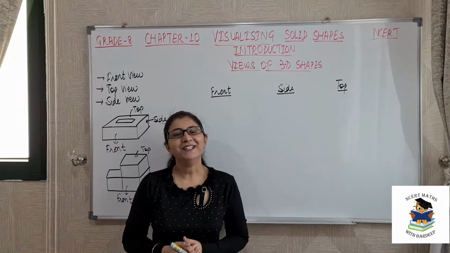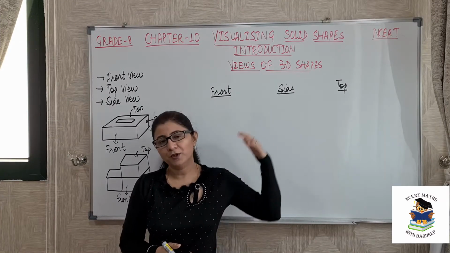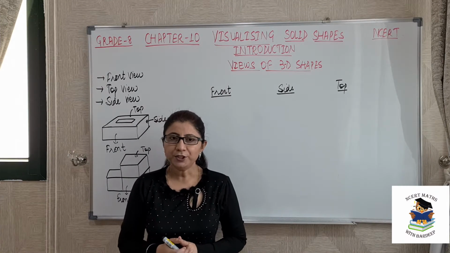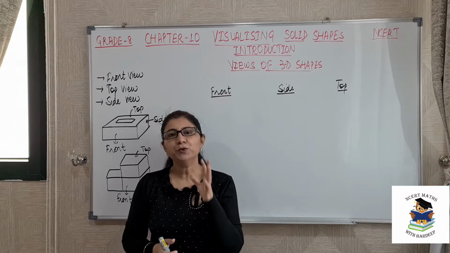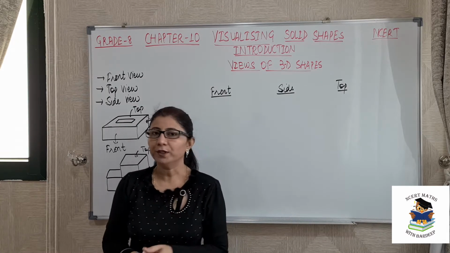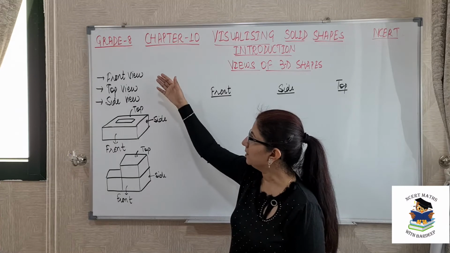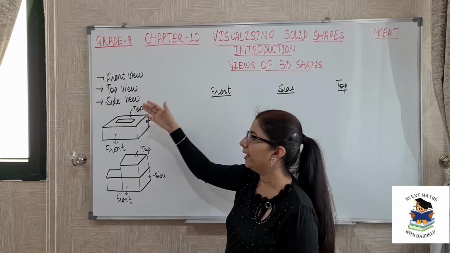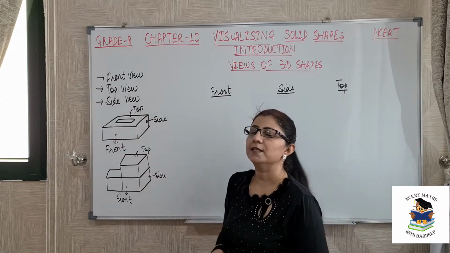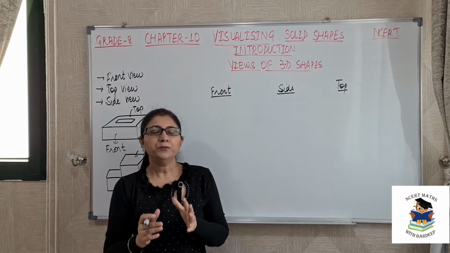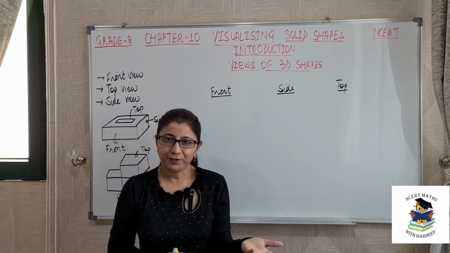The next topic is views of 3D shapes, because we are discussing solid shapes in this chapter. So views are very important. What are the three different types of views? That is front view, top view, and side view. Why are we discussing this? Because 3D objects will look different from different angles.